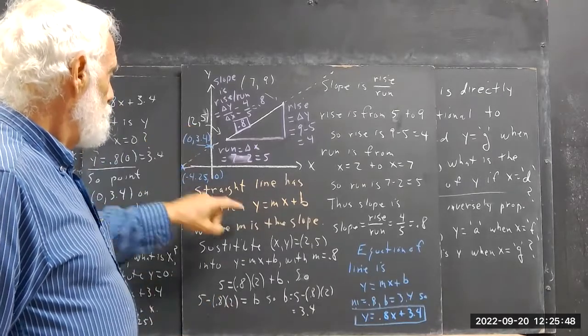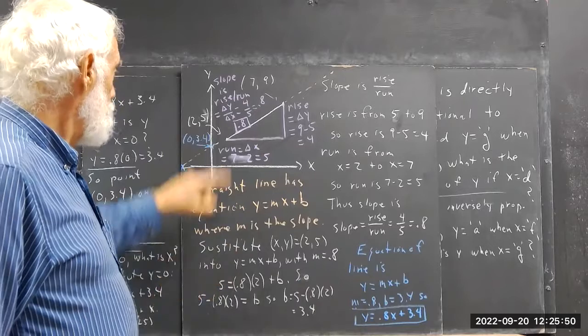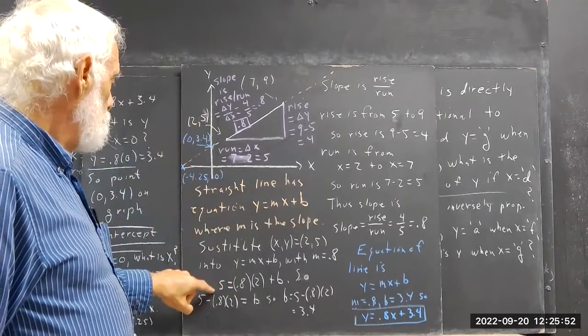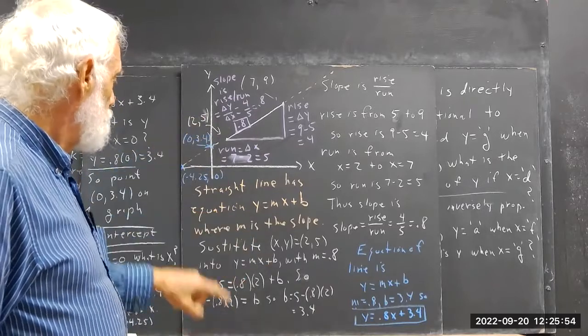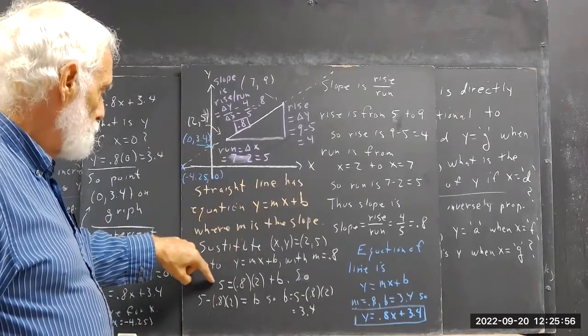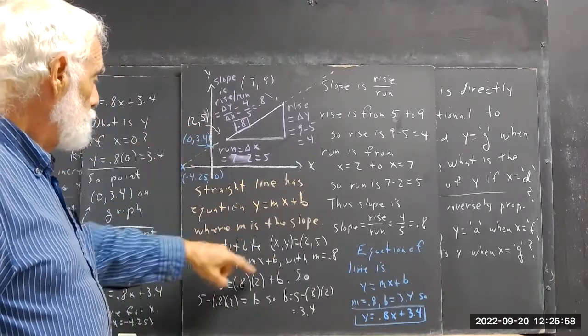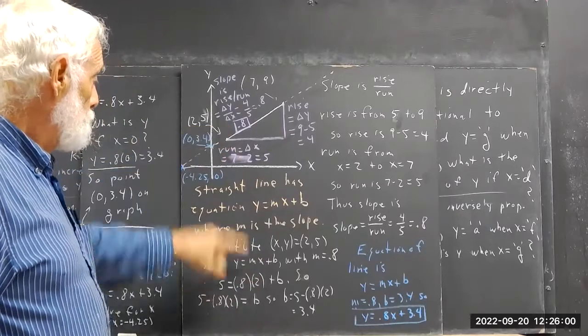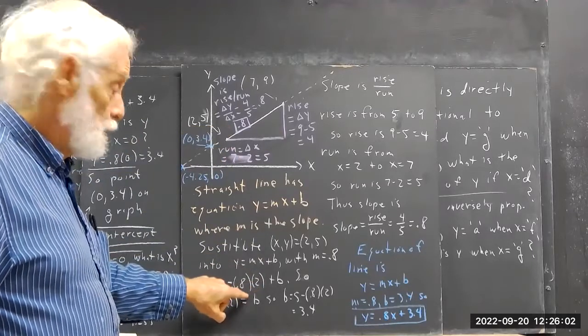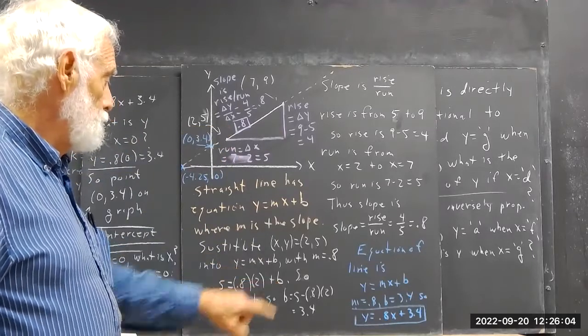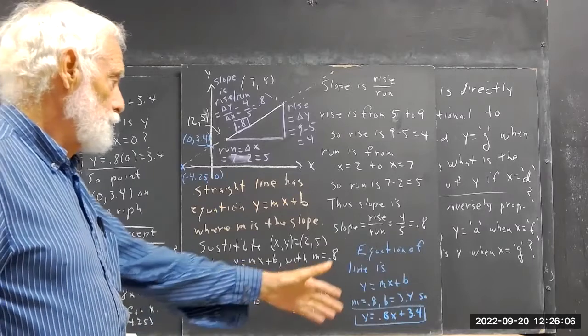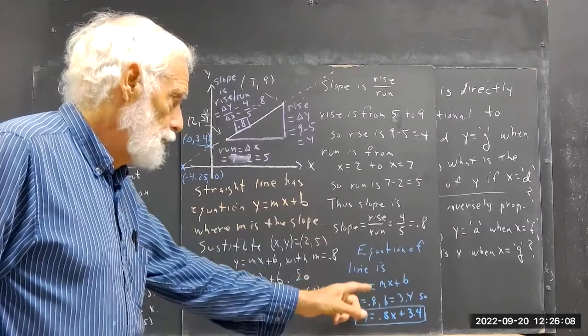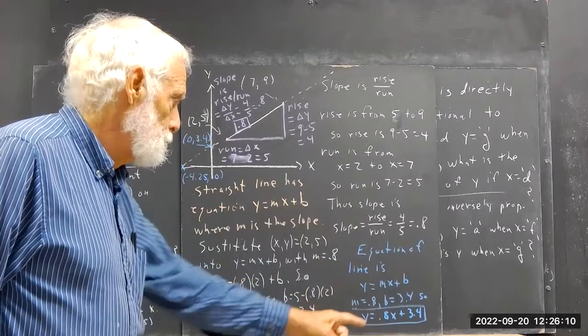Plug the 5 in for y. We have it here at this point. Plug it in for this y, we get a 5 here. Plug the 2 in for x, we get a 2 here. Plug the 0.8 in for m, we get this. And now we have simple arithmetic to solve for b. Now the equation of the line is then this.